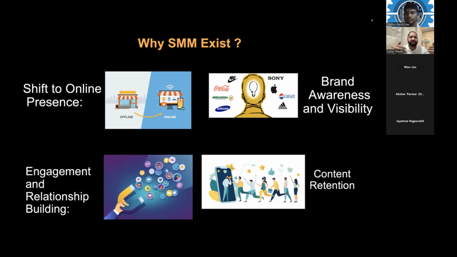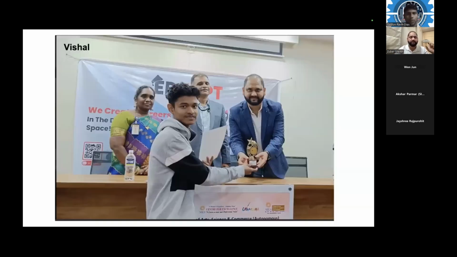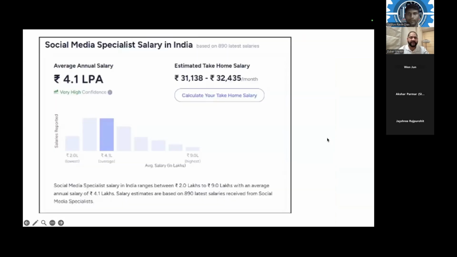The second aspect is engagement. Nowadays, you have audience communities where you can engage them, like an online reputation. Your buyers and users are putting up reviews or interacting with you. So it's very important for a company to have social media visibility, engagement, and presence. And for big brands like Nike and Sony, their visibility and brand presence is very important. Again, one of our students, Vishal, is working as a social media strategist. The average salary of a social media person is about 4 lakh.